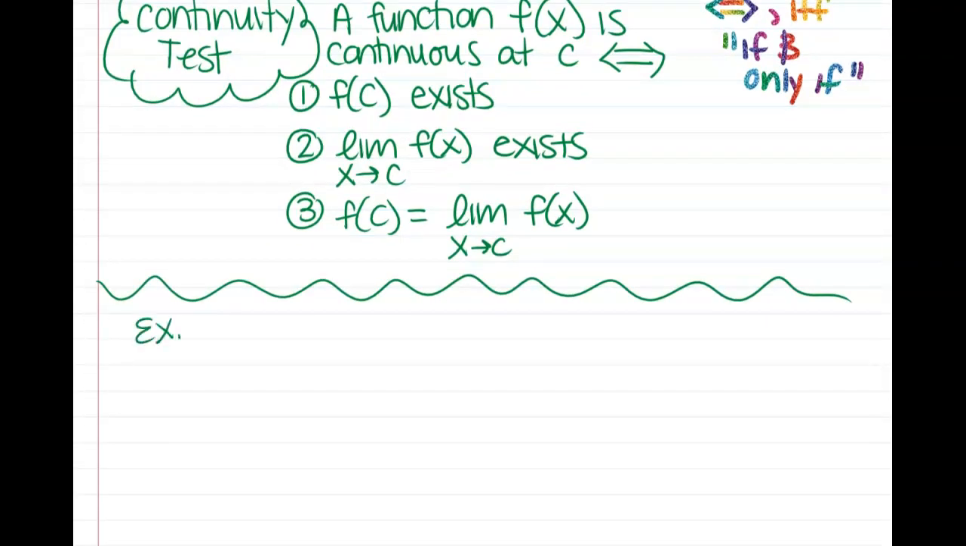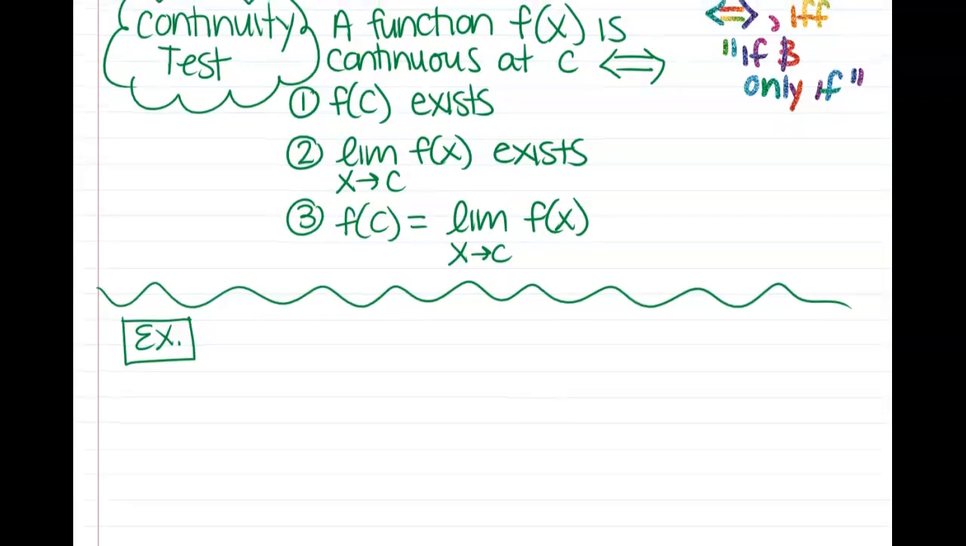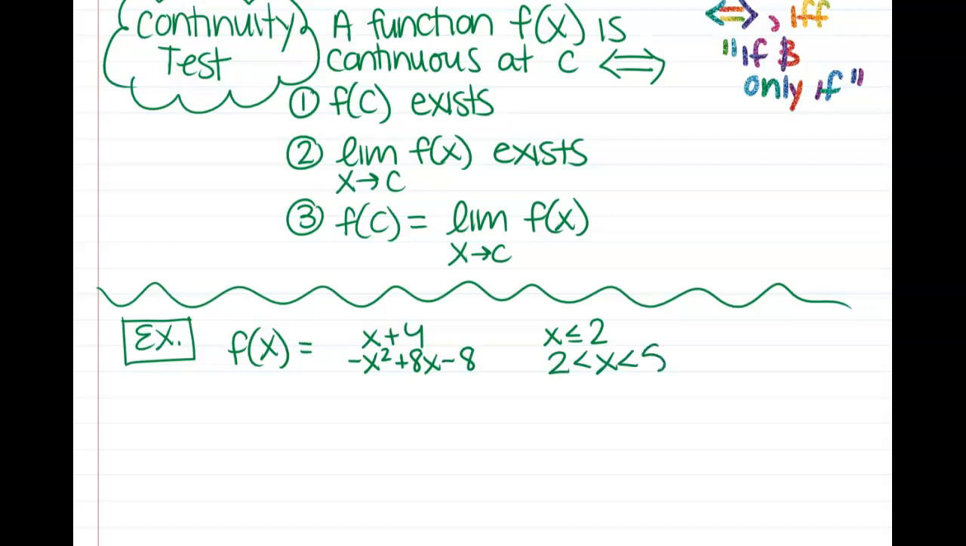So for example, a lot of times we'll see piecewise functions, and basically we're looking at if they connect and whether or not there are holes. It's kind of what the continuity test shows us. So f of x equals x plus 4 when x is less than or equal to 2, negative x squared plus 8x minus 8 when 2 is less than x is less than 5, and x plus 2 when x is greater than or equal to 5.